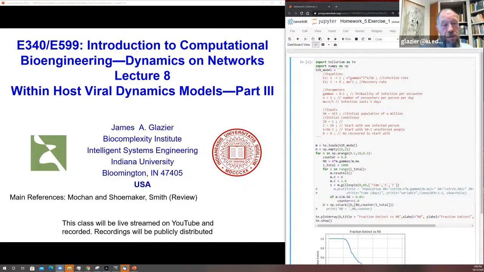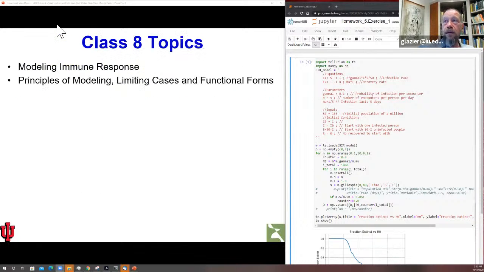And I did want to give people some time to review where they are on their projects as well. So we'll see how far we get today. We're going to continue our topic of modeling immune response. We actually had a very nice lecture from Bart Ehrmantraut earlier today about how to do that, which could have been very helpful. And we'll talk a little bit more about limiting cases. Let's see how far we get today.